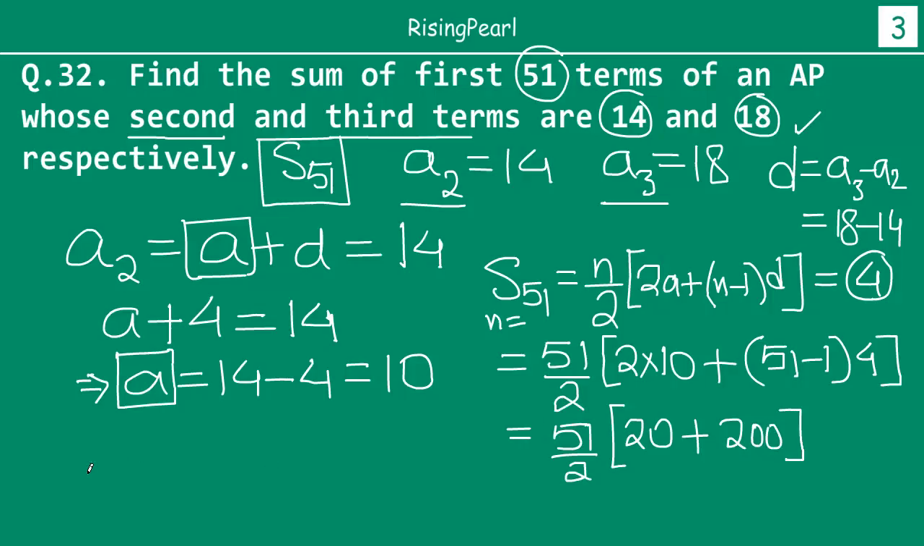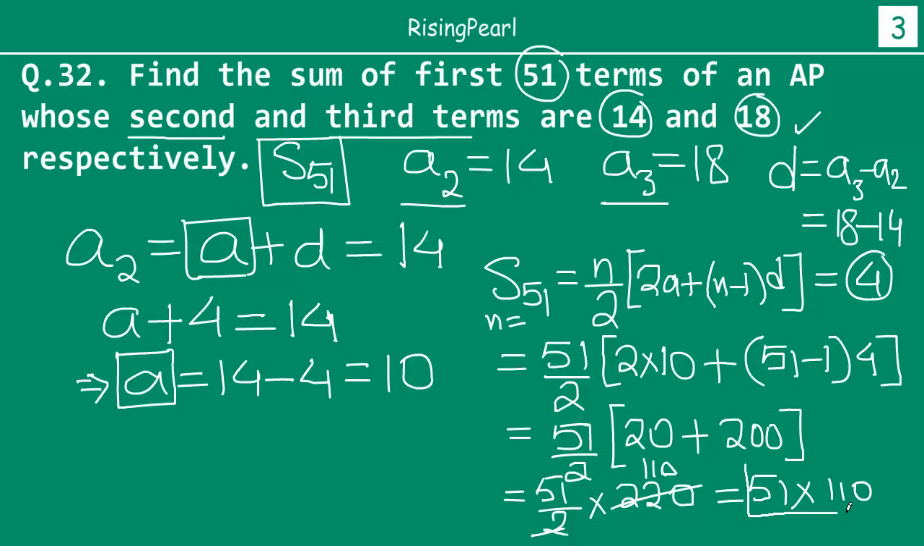So in other words, let's give ourselves a little bit more space here. We have 51 by 2 multiplied by 200 plus 20, which is 220. Or in other words, it will be 51 times, these will cancel out, 110. When you actually multiply this, whatever value you get will give you the sum of first 51 terms.